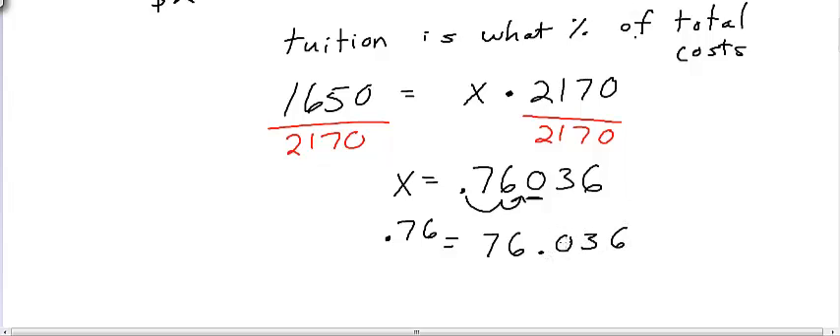Using rounding, should I round 0 up to 1 or keep it at 0? Looking at the next digit, it is a 3, which is less than 5, so I keep it as 76.0, or 76%.